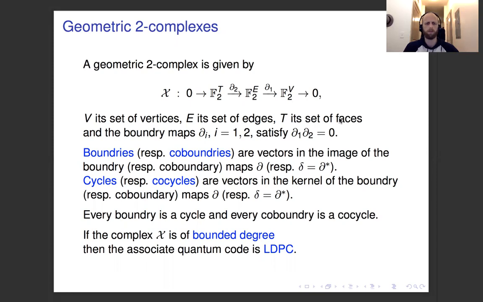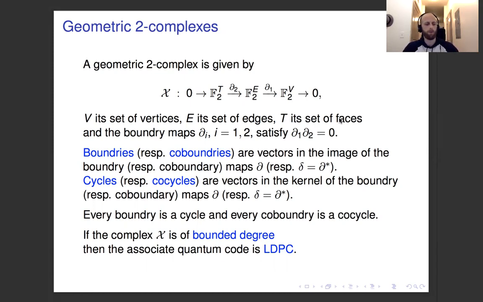And also here are some common notions from this language. Boundaries are simply vectors that belong to the image of the boundary map. Coboundaries are vectors that belong to the image of the coboundary map, which is the dual of the boundary map. And cycles, respectively cocycles, are vectors that belong to the kernel of the boundary map, respectively the coboundary map.